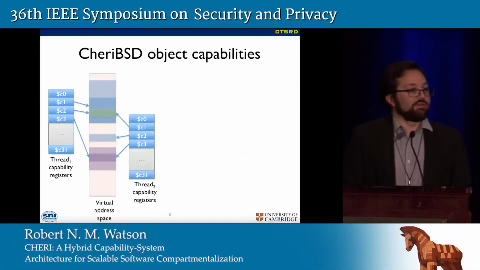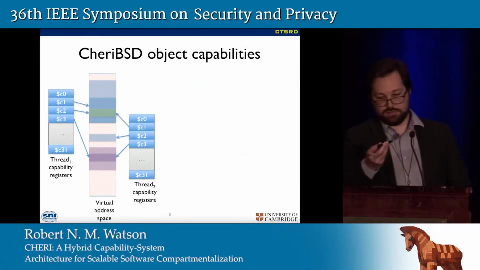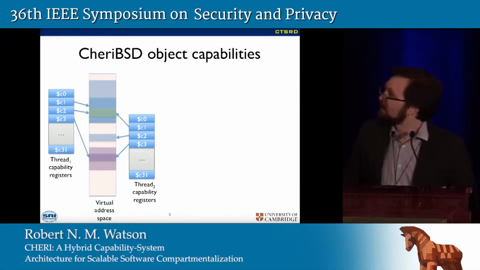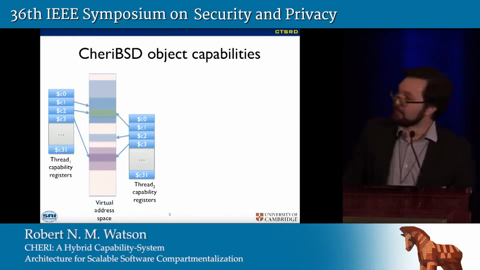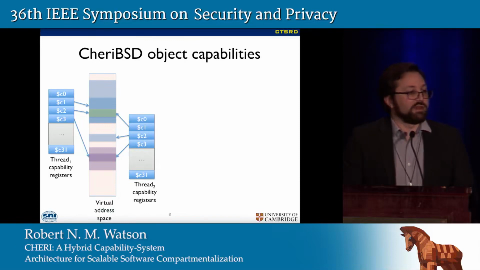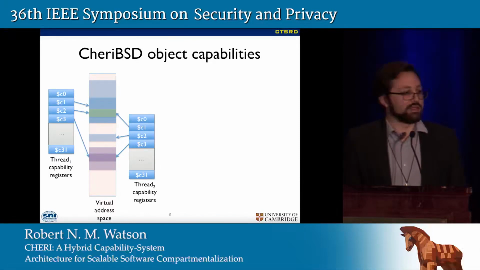We're going to set up the virtual address space, which is the central vertical bar there. The central bar is the virtual address space. On the left-hand side and on the right-hand side, we have two capability register files. They're going to be associated with threads. Each thread, as with general purpose registers, will have its own capability registers, and they define the effective protection domain that's implemented.